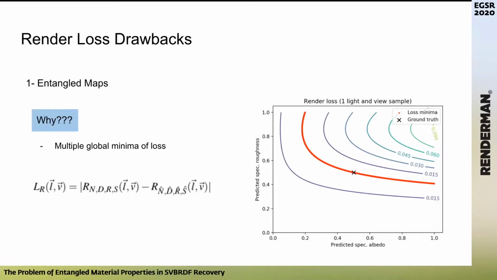Ideally, the loss function should only have one global minimum where the predicted specular albedo and roughness values are equal to that of the ground truth. However, as can be seen, multiple global minima exist when using a single light and view sample, corresponding to different combinations of the specular albedo and specular roughness, which can yield the same rendering result. The ground truth value for the specular albedo and specular roughness corresponds to only one of these global minima points, as shown on the figure with an X.